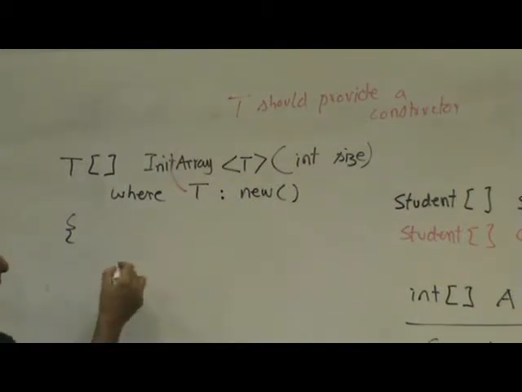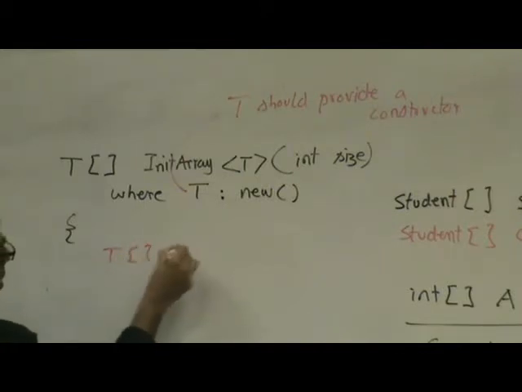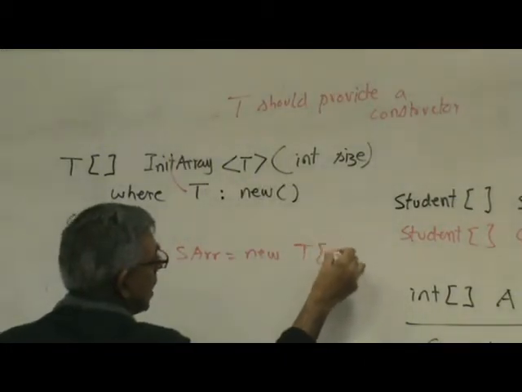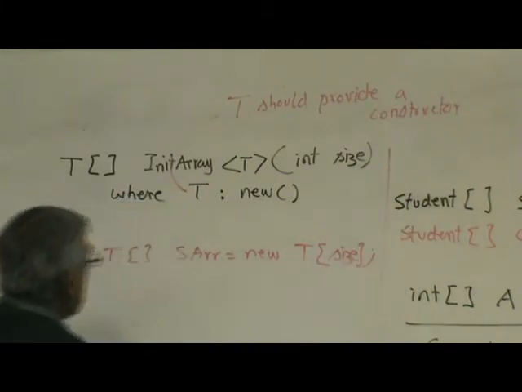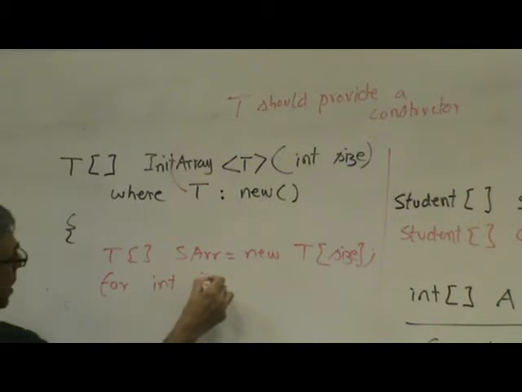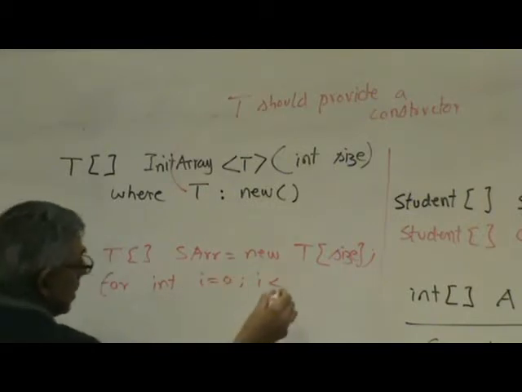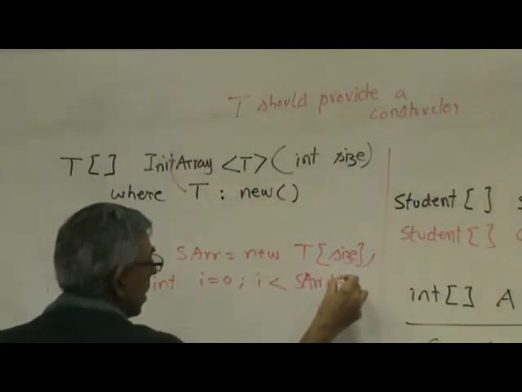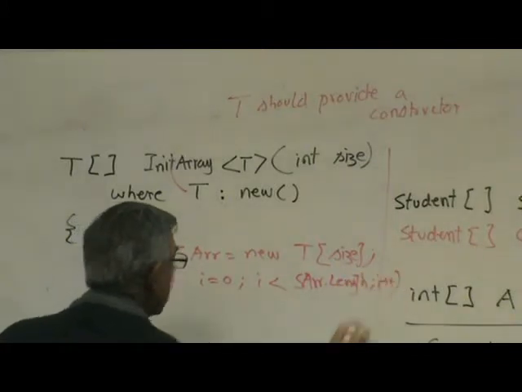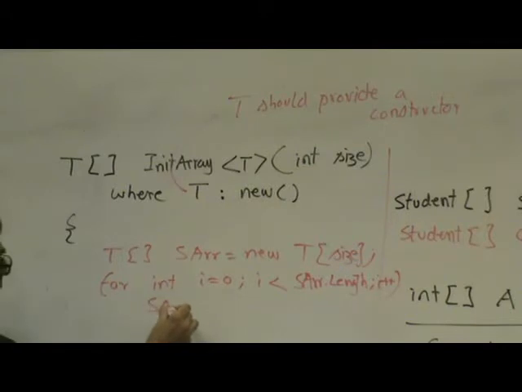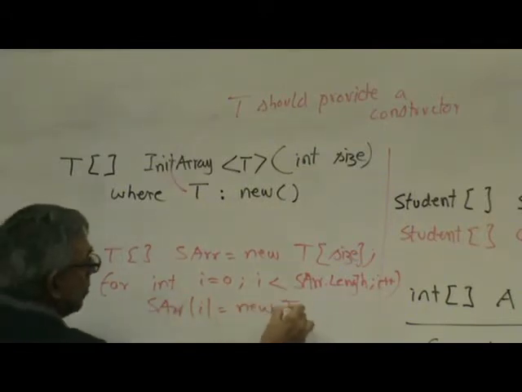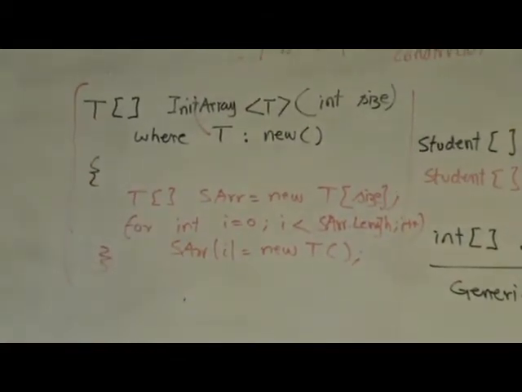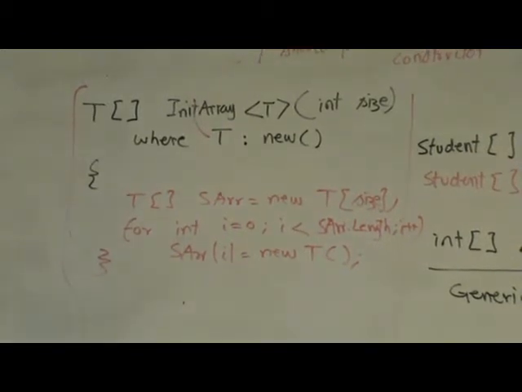And the rest of the code stays the same, meaning T sRA equal to new T of size, and for int i equal to 0, i less than sRA dot length, i plus plus, and sRA of i equal to new T. So now this is our proper generic method with constraints. Okay, so now let's go over here.